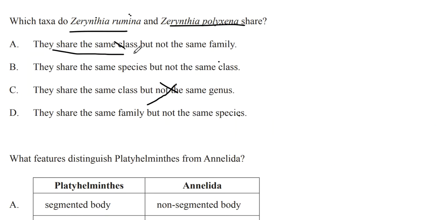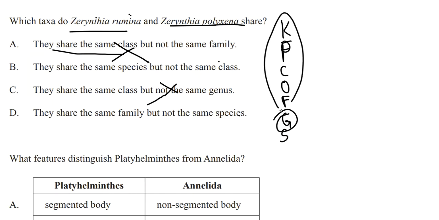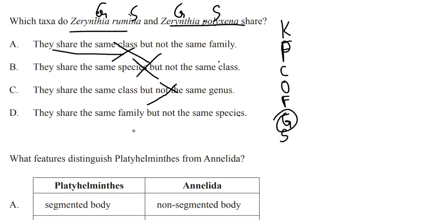It goes kingdom, phylum, class, order, family, genus, species. I just remember that from the top of my head. If we have genus being the same, that means all these are also the same. So if we have the same genus, they are in the same family, so A is incorrect. If they are in the same genus, because this is the genus, this is the species, then they are in the same class as well, because that's above. So B is incorrect. They do share the same family, because again, they share the same genus. They're not the same species, because this one is rumina, this one's polysina, so D is correct.